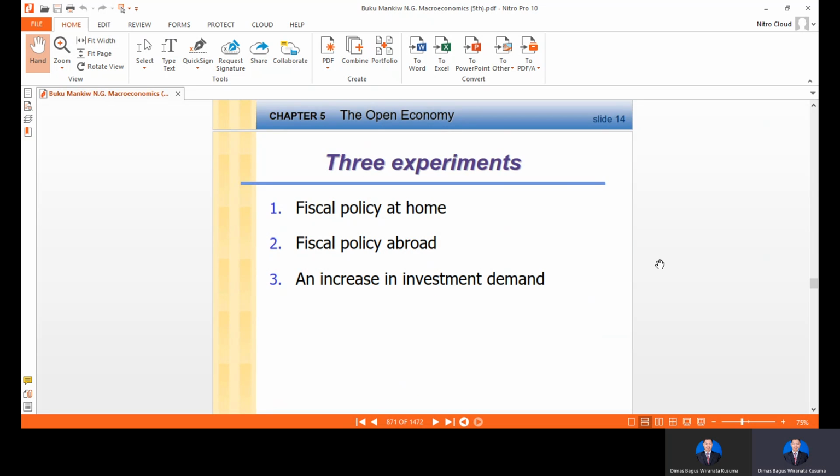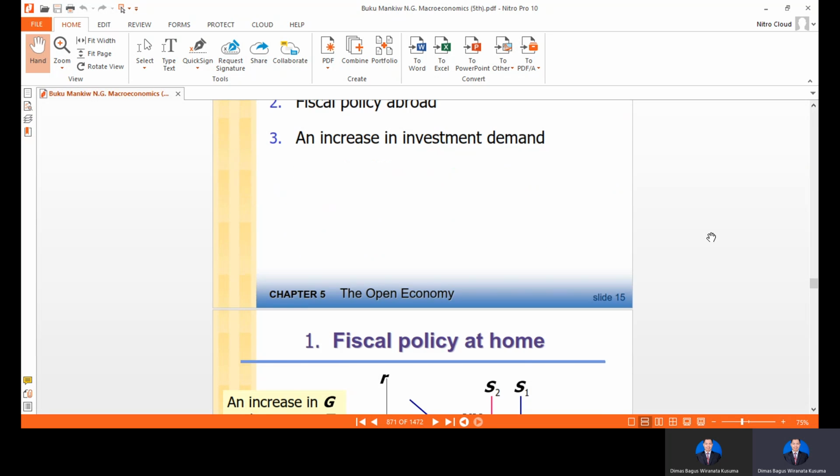And there are three experiments in looking at policy in the open and small economy. First, fiscal policy at home, where we conduct fiscal policy in the home country. Second, fiscal policy from abroad, meaning fiscal policy coming from other countries or partner countries. And the third one, an increase in investment demand. Let us look at the differences among these three experiments.